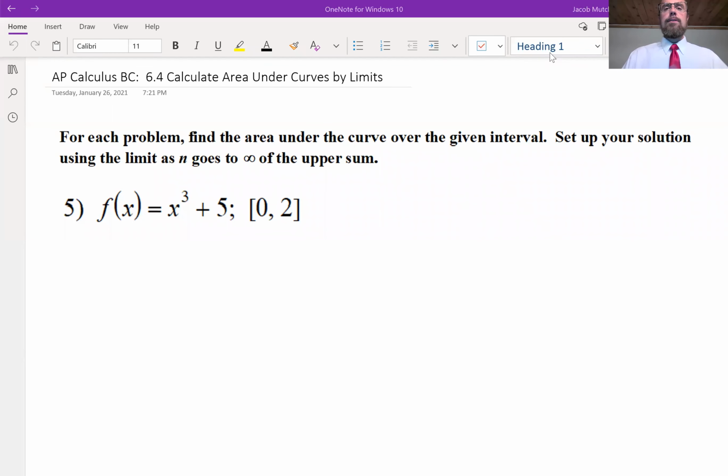Welcome to Calculus. Today we will investigate calculating area under curves by limits. Let's take a look at one example. Here we want to consider the function f of x equals x cubed plus 5 over the interval from x equals 0 to x equals 2.